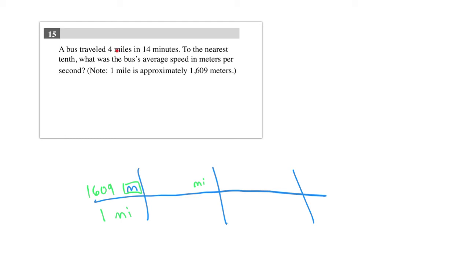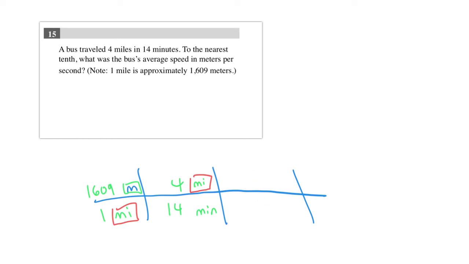Well, yes, apparently there's 4 miles for every 14 minutes, okay? So I'm going to write that. There's 4 miles for every 14 minutes. Now, we're on the right track because the words miles will cancel. But we're also going to want this word minutes to cancel with the word minutes because ultimately we want only the word meters and the word seconds down here.